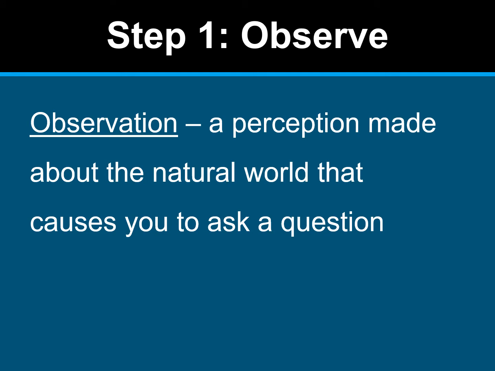Step one of the scientific method is to observe or make observations. An observation is a perception made about the natural world that causes you to ask a question. This first step also includes performing research. So notice things about the world, but also look up some information about that topic too. All of this knowledge will help you come up with one or more questions.